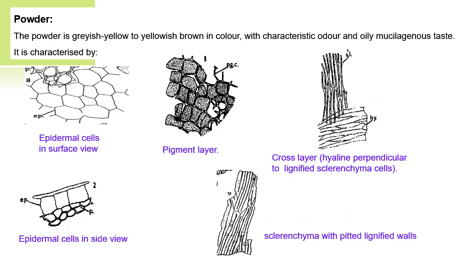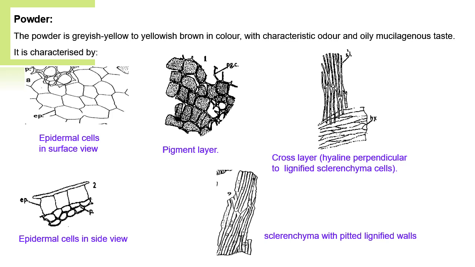Powder of linseed is grayish yellow to brownish in color, with characteristic odor and oily mucilaginous taste. Microscopically, the powder is characterized by fragments of the epidermal cells in surface view, polygonal cells of thin wall covered with smooth cuticle, and epidermal cells in side view of the rectangular large cells covered with smooth cuticle and with the hypodermis below. Fragments of the pigment layer formed of polygonal cells filled with reddish brown content.